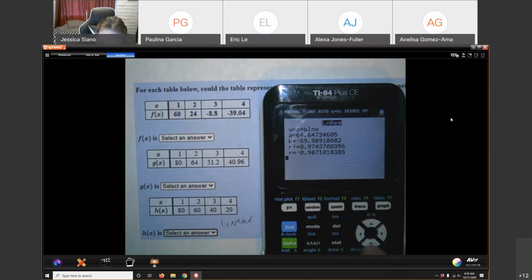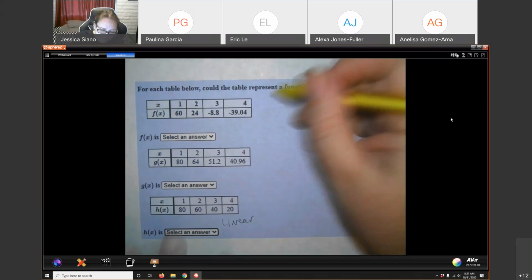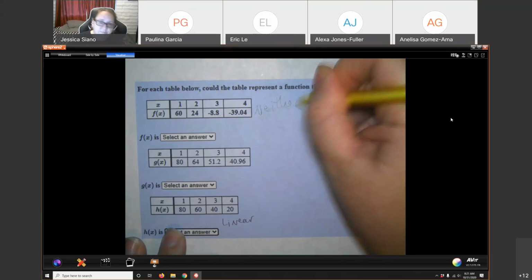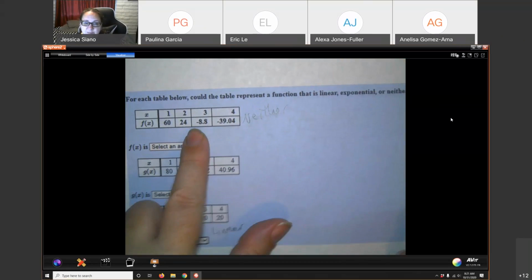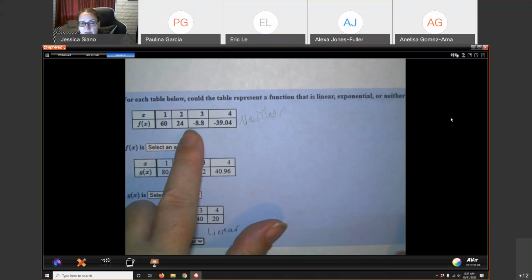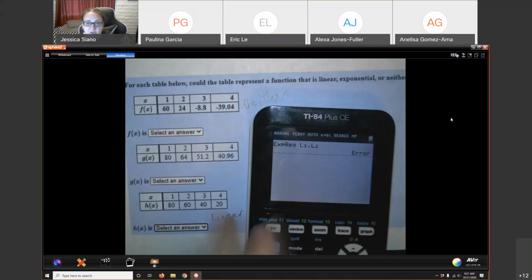So let's go back to stat and back to calc, and let's check the exponential regression and see what it says. Uh-oh. Since I got a domain error, I'm going to assume this one cannot be exponential. So we'll say neither. As a side note, the range of exponentials is only positives. So those negatives are the reason why we got that domain error.